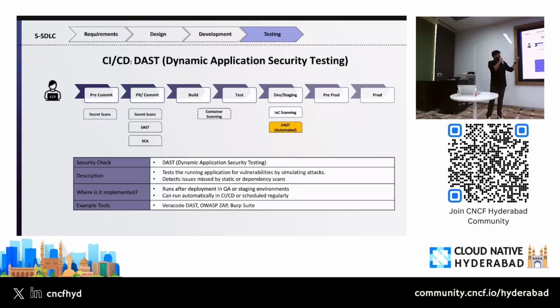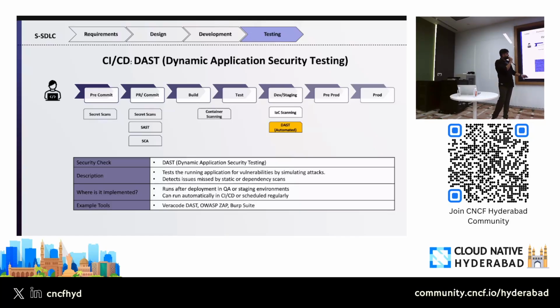So DAST is dynamic application security testing. Whatever scans we did till now, we have done on the static code, right? It is not yet in running stage. The vulnerabilities or security issues, or the application itself, will behave differently when it is running. So we have to make sure that not only are we identifying the issues in the static code, we also identify the security issues when the application is running. That's where DAST will come in to help.